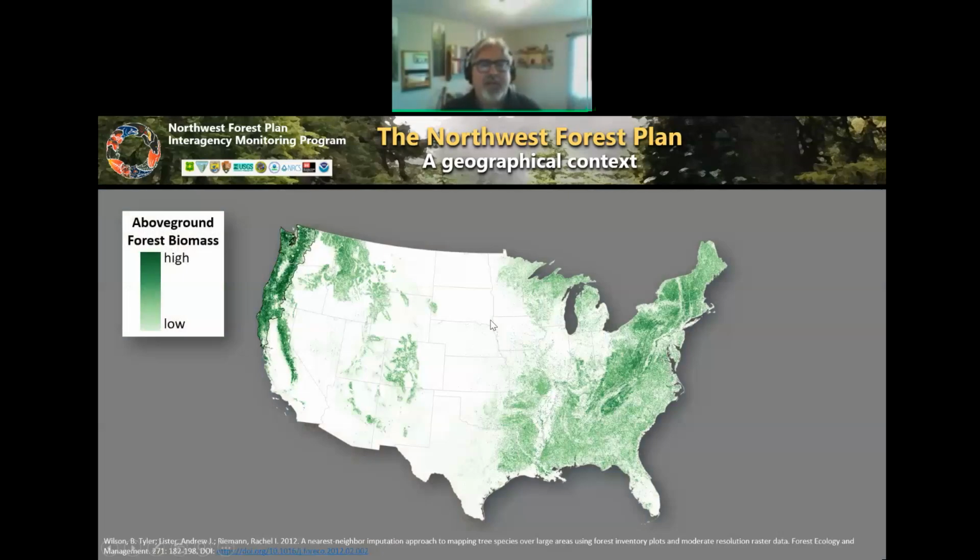This next slide shows you that the range of the owl overlaps that part of the United States, the lower 48, that has some of the highest aboveground carbon forest biomass. So the juxtaposition of a threatened species with a lot of carbon and the timber resources associated with that is an interesting juxtaposition. Let me just put it that way.